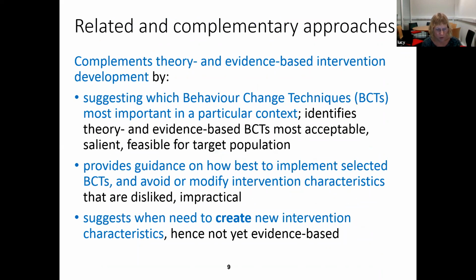Now, how does person-based approach complement theory and evidence-based approaches? Well, if you have tried to do a behavioural analysis and use that to inform intervention development, what you'll probably have discovered is that you can throw up loads and loads of behaviour change techniques that could be used, and it's quite difficult to decide which to use. And we find that our approach helps you decide which of all the huge range of behaviour change techniques you could use would be the most acceptable, the most relevant and meaningful for your target population. And even more importantly, it will tell you which ones are going to be disliked or are impractical, so that you can avoid them or modify them, because nothing is worse for engagement and therefore outcomes than having anything in your intervention that people don't like. So I think that's probably the most important thing that you'll get from the person-based approach.